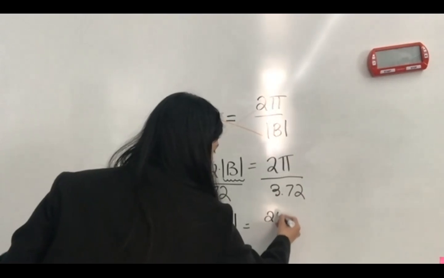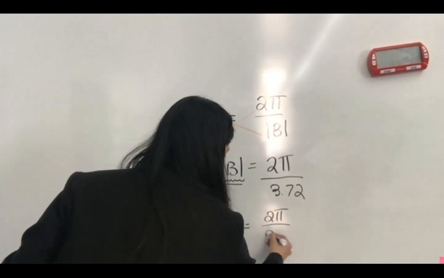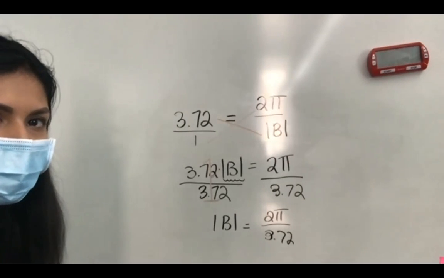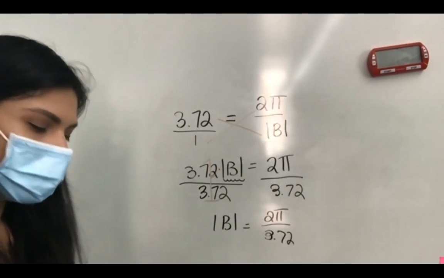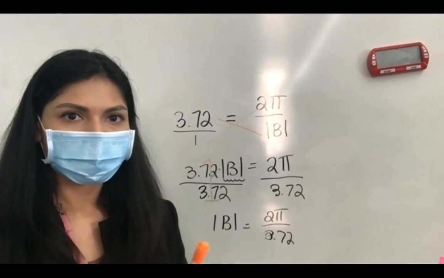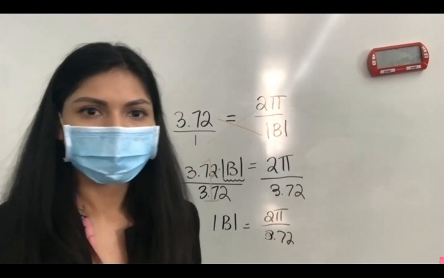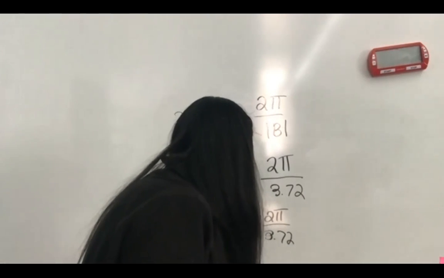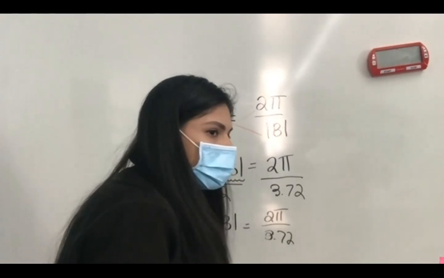So if you could go on a calculator and tell me what you get, and I'll check it for you: what's 2 pi divided by 3.72? That's going to be your B. Let me know what you get once you're there, then I'll check for you. That's basically your B though.